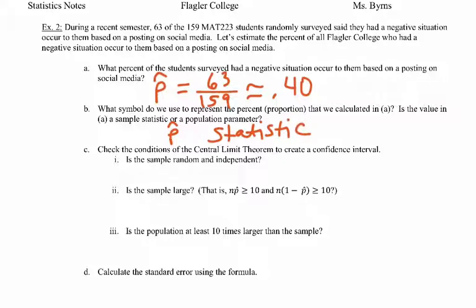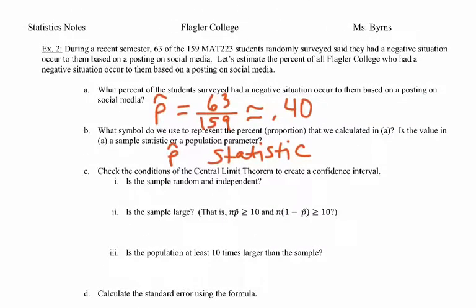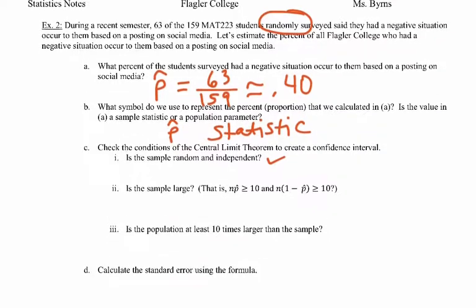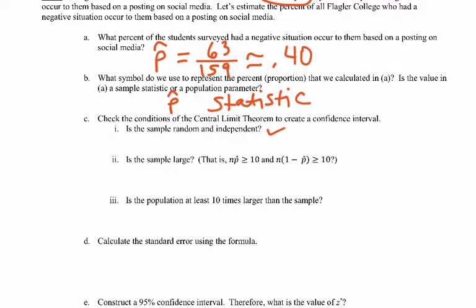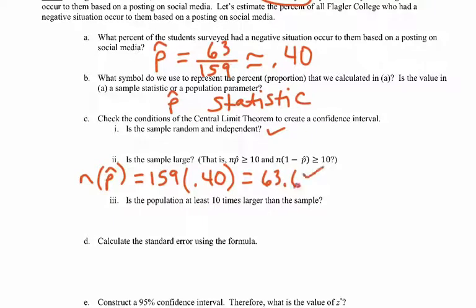Check the conditions of the central limit theorem to create a confidence interval. So is the sample random and independent? They said random in the question, so we can assume yes. Is it large enough for at least 10 successes and 10 failures? Well, the number of successes is going to be n times p hat. So for us, that's going to be 159 times 0.40, which is 63.6, which is certainly large enough. That's the expected number of successes.